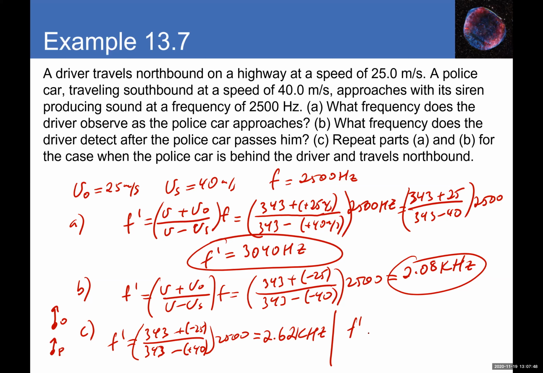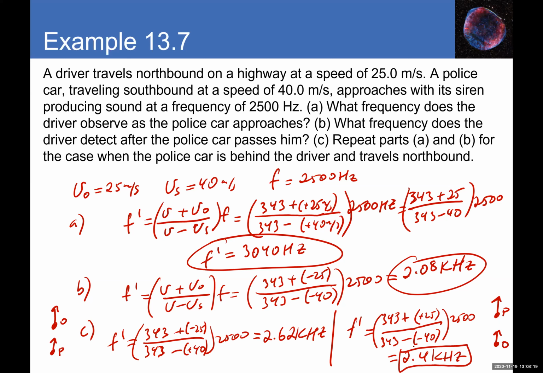Then the last one is this. Now the police car is past the observer. So this is the police car, and this is the observer. Because this time the observer is moving toward the police car, it's plus 25 over 343, but the police car is moving away from the observer, so negative 40, then 2500. So we get 2.4 kilohertz. That's the answer we get for this one.